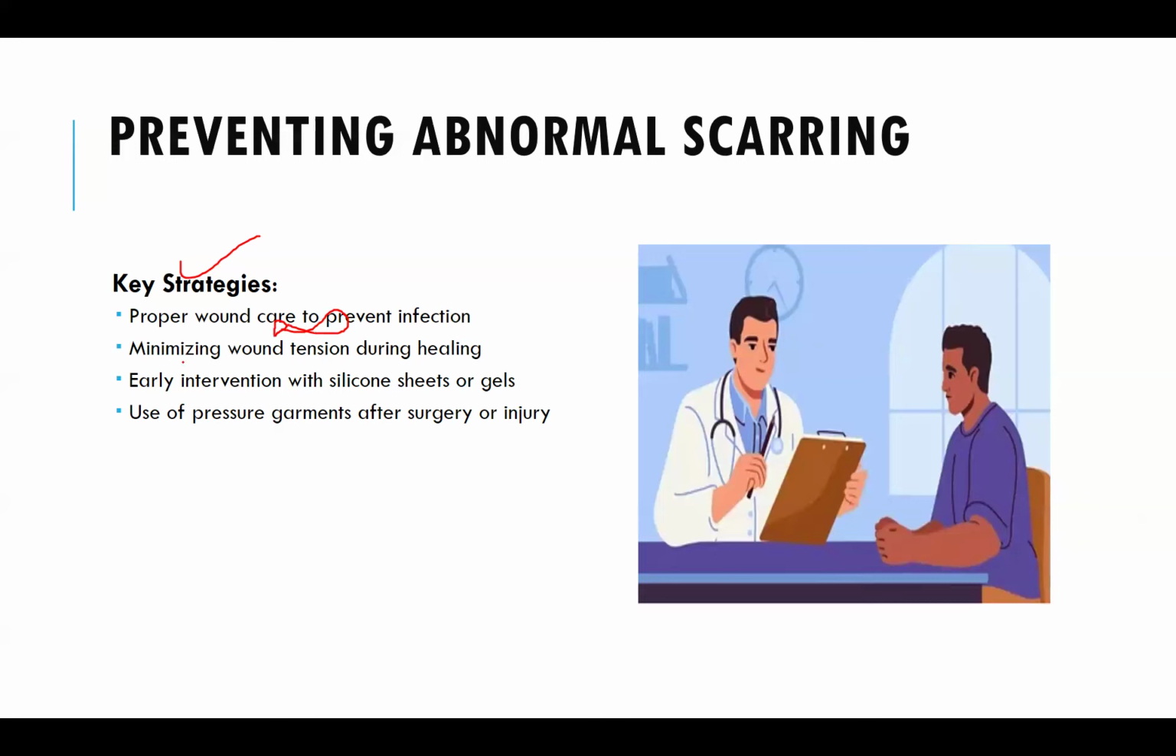Then you have to minimize tension on the wound when you're doing the wound dressings. Sometimes, for example, if you get a wound over a joint and all the time you're applying tension there, these wounds can heal with hypertrophic scars. So you need to minimize tension as much as possible.